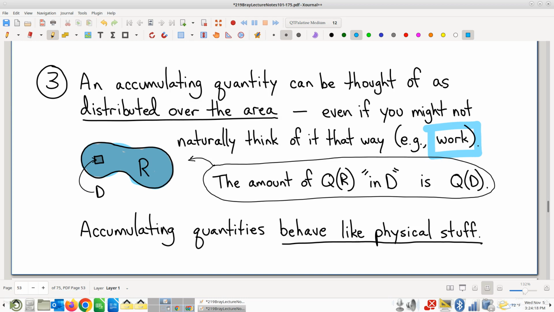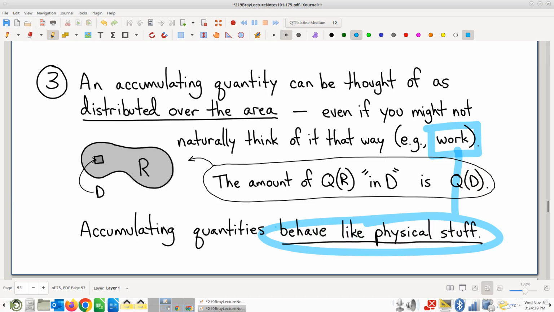But does that mean work is a stuff? Is work a substance? It certainly doesn't feel like it is. And in fact, physically, of course, it's not. Work is not a substance. It's not a physical thing. It's not a concrete type of stuff. But you can pretend that it is.